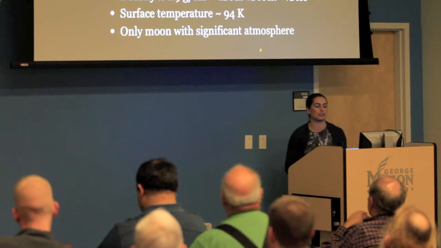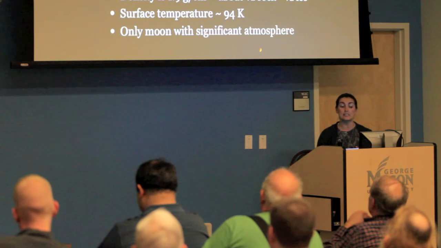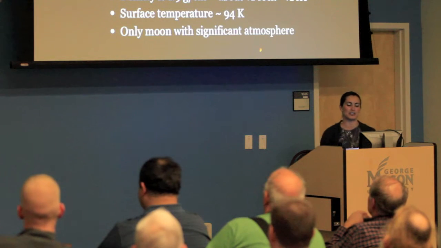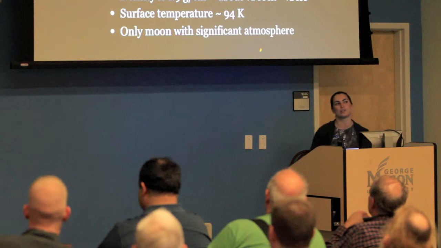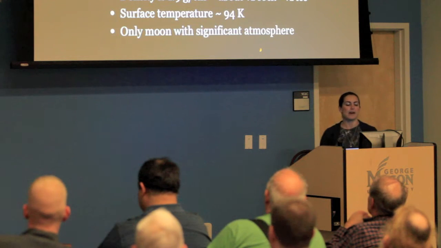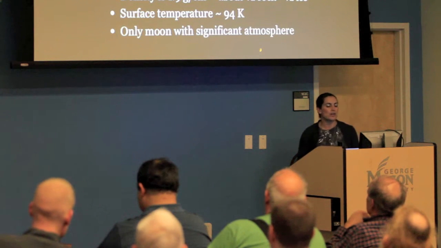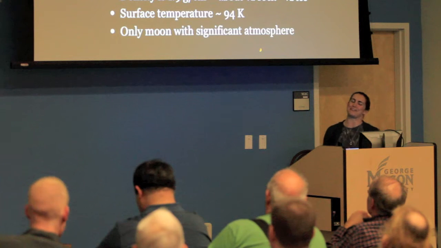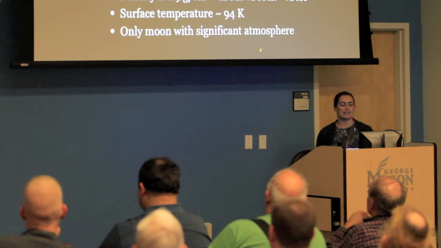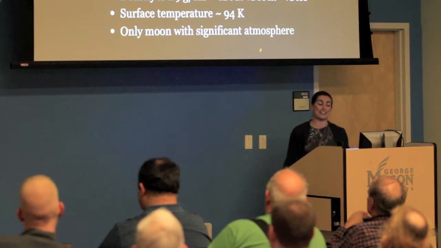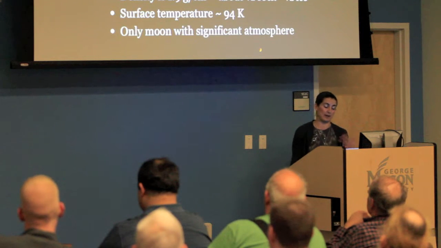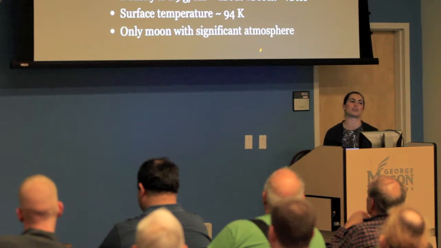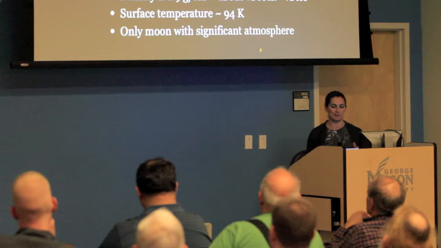The mass is about 0.0225 Earth masses, and taken with the diameter that I just mentioned, that means it has a density of about 2 grams per centimeter cubed, 1.9. And that means that it's about half rock and half water ice. We also know that the surface temperature is about 94 Kelvin, so it is very, very cold on Titan. And most importantly, and the reason why I study Titan, why I think it's so interesting, and why I'm talking about it today, is that it's the only moon in our solar system that has a substantial atmosphere.